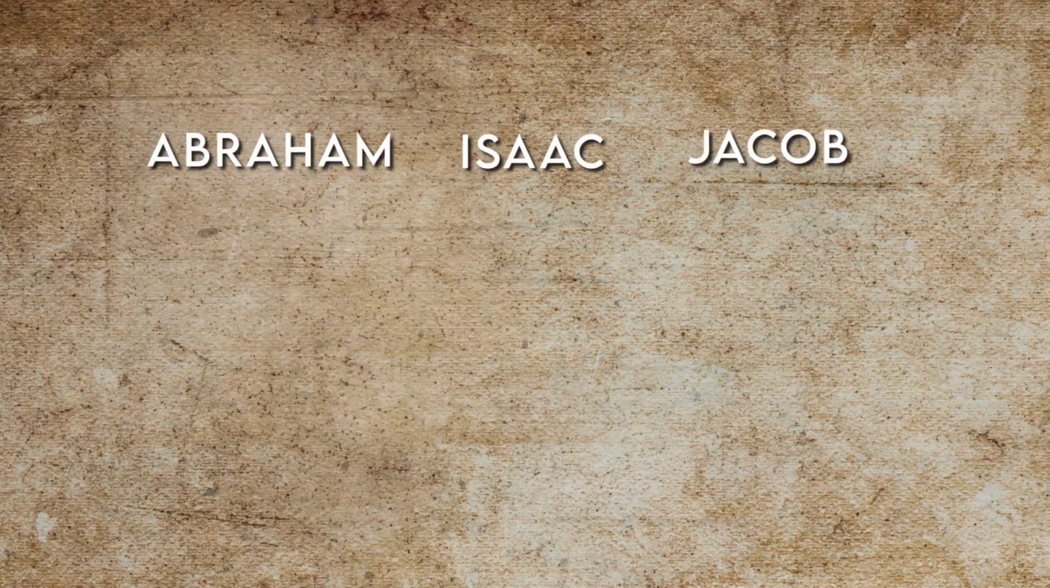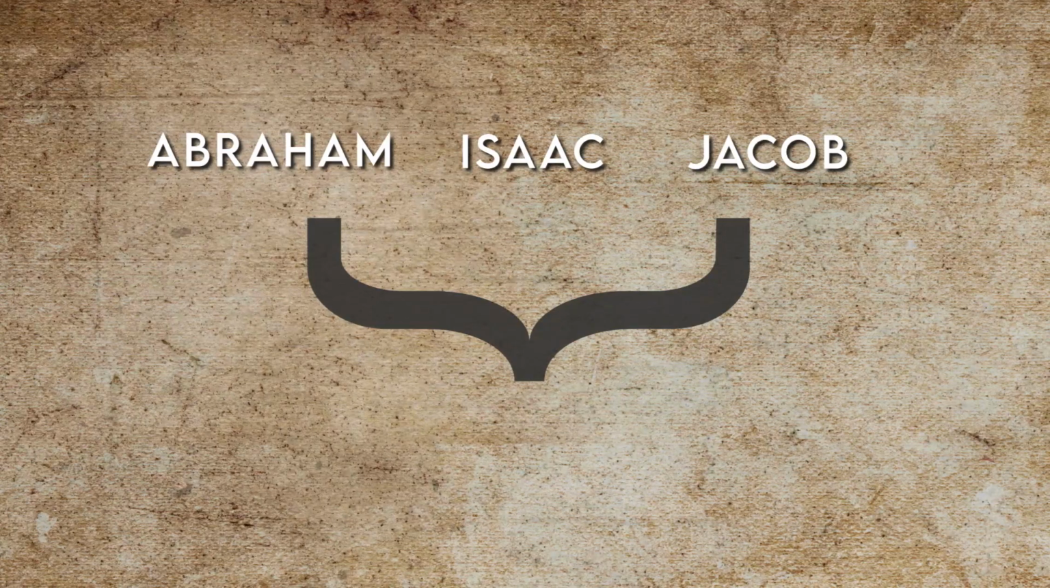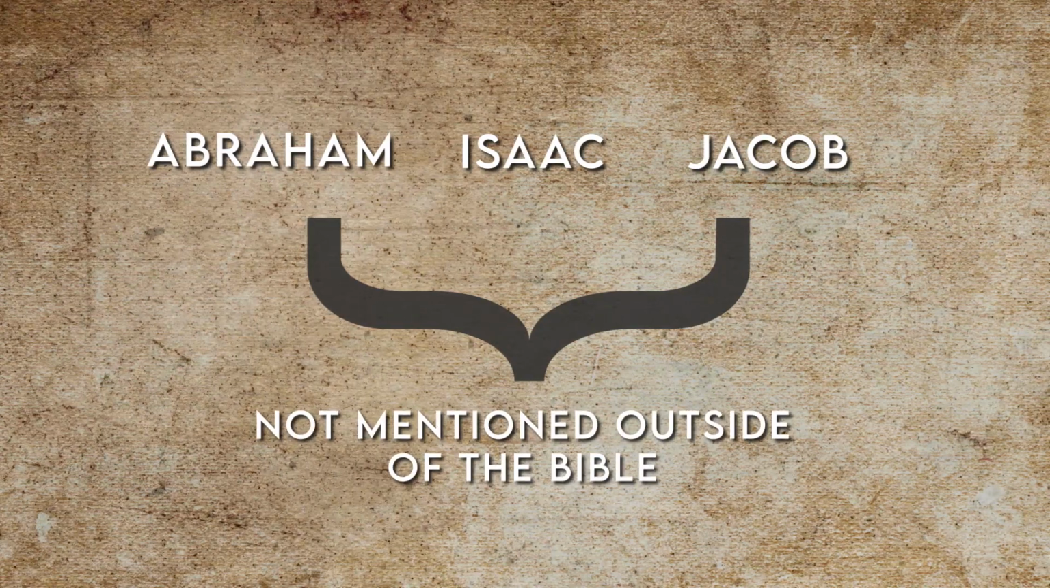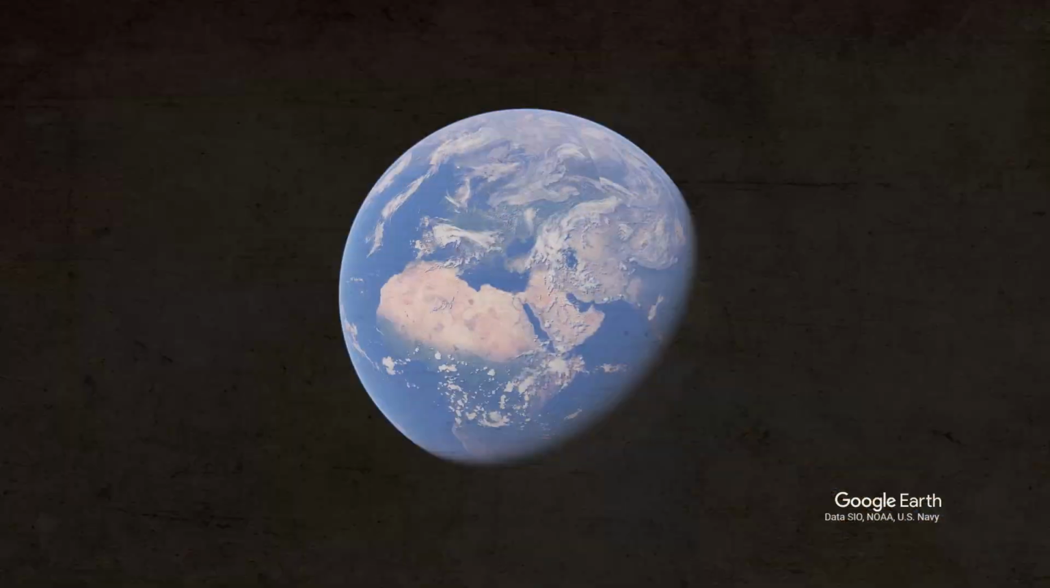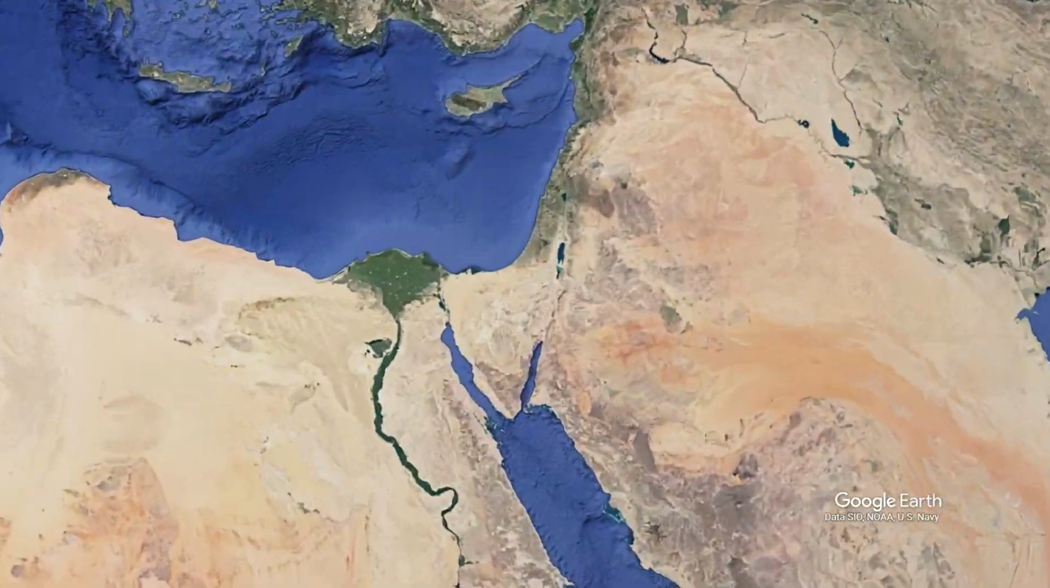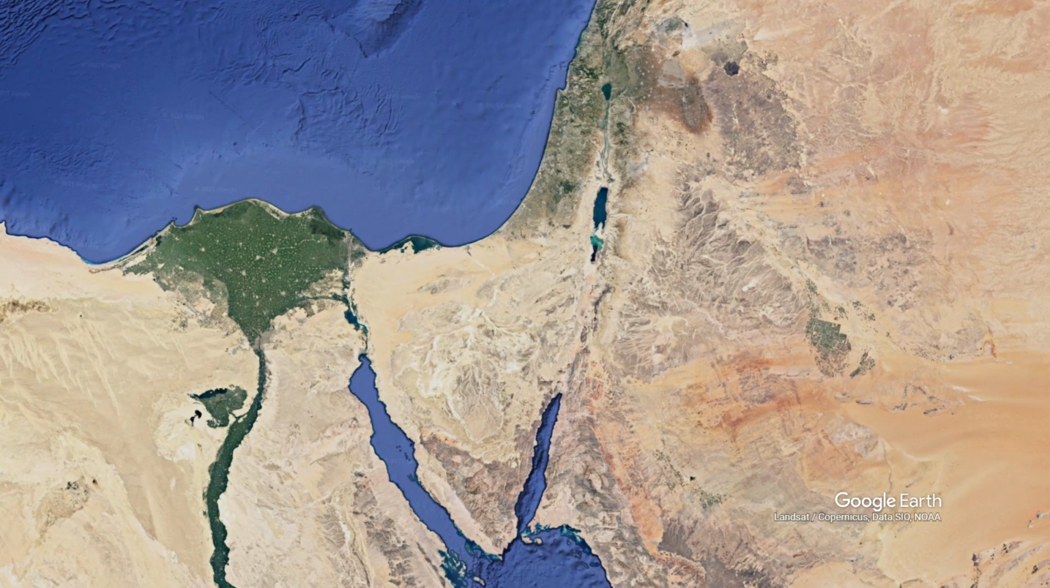Abraham, Isaac, and Jacob as individuals go unmentioned by name in contemporary historical sources outside the Bible. Moving ahead in the narrative, because of a severe famine, Abraham's grandson Jacob and his 12 sons and their families migrate to Egypt, where they settle.